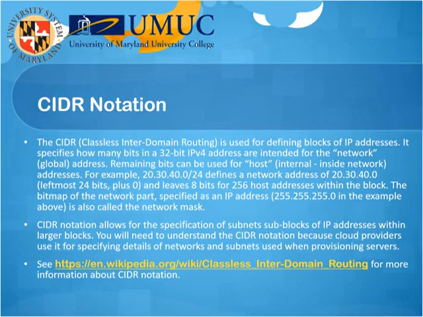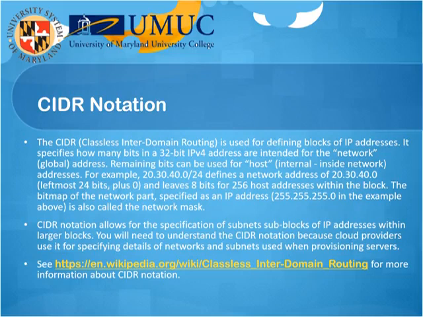For example, 20.30.40.0/24 defines a network address of 20.30.40, which is designated by the leftmost 24 bits, and it always adds 0 at the end, and leaves 8 bits for 256 host addresses within the block. The bitmap of the network part, specified as an IP address 255.255.255.0 in the example above, is also called the network mask.